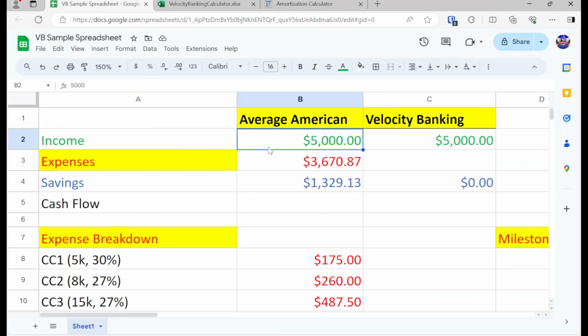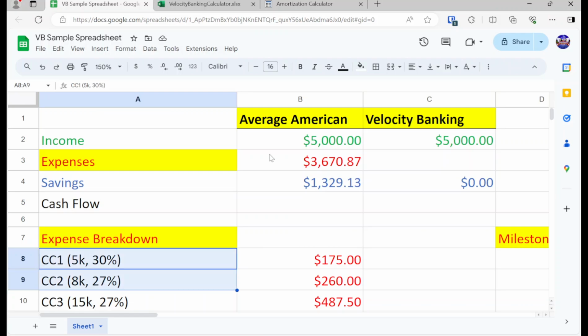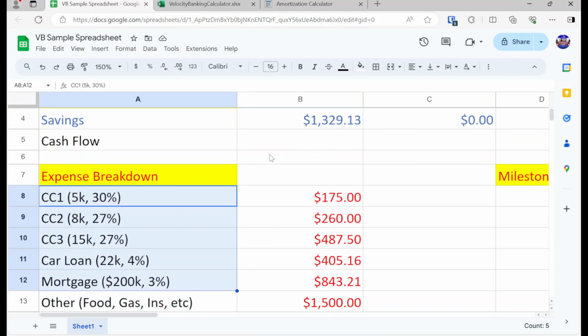And the budget is going to tell you where your holes are in your cash flow bucket, right? And so what you're going to do is write your income, write your expenses, put your leftover savings, have one column as the average American. And what's important when you do your expense breakdown is you list every single debt that you have, right? Because every debt that you have is essentially a hole in your cash flow bucket, and the whole point of the strategy is to quickly pay off debt, right? If you don't have any debt, you don't need any velocity banking. No, sir, or ma'am, you don't need velocity banking, right? Because it's a debt payoff strategy.